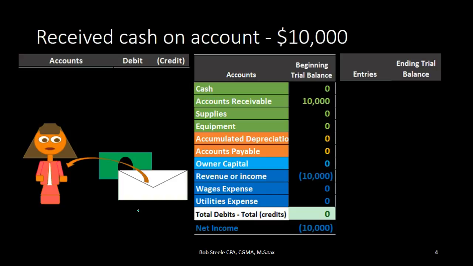First question, is cash affected? In this case, it is, because of course we got paid. We've got the cash in the mail here. Therefore, if we look at our cash account, it's going to be an asset account. Does cash have a debit or credit balance? Assets have debit balances. It's going up. Therefore, we're going to do the same thing to the cash account as what it is, meaning we're going to debit the cash account for the $10,000 that we have received.